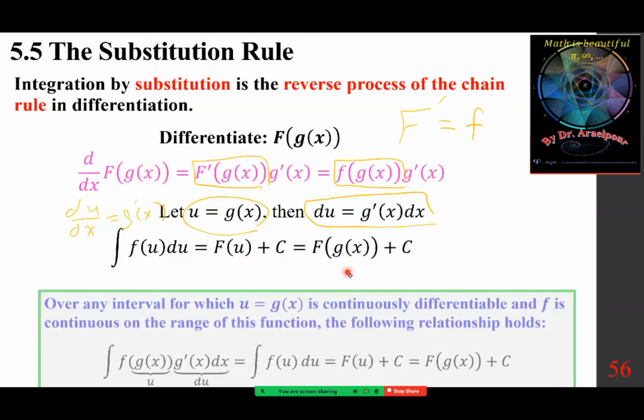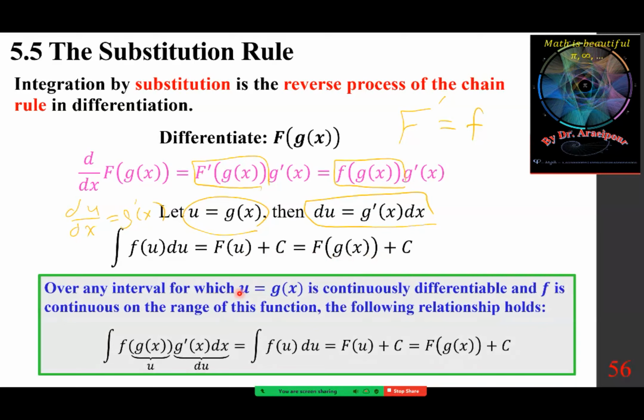So it means over any interval for which u equals g of x is continuously differentiable and f is continuous on the range of this function, the following relationship holds. The integral of f of g of x times g prime of x dx, where this is g of x, and this whole thing, g prime of x dx, is du, is equal to the integral of f of u du, capital F of u plus c, or capital F of g of x plus c. So this is the reverse process of the chain rule. That's all there is to it.